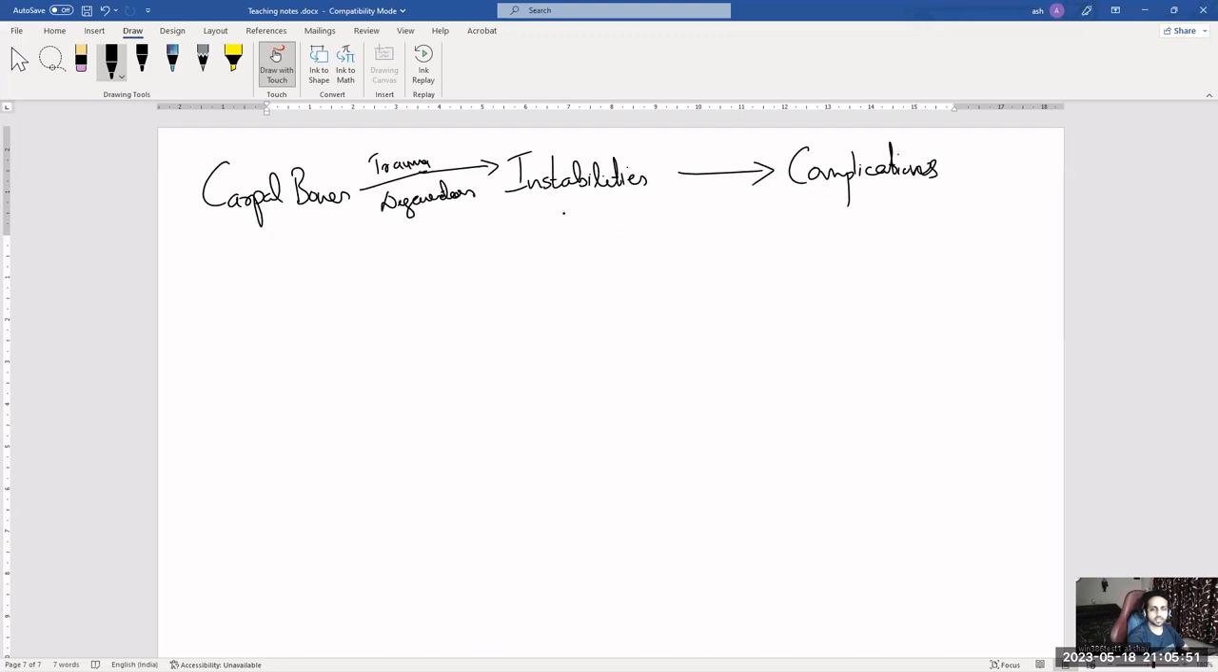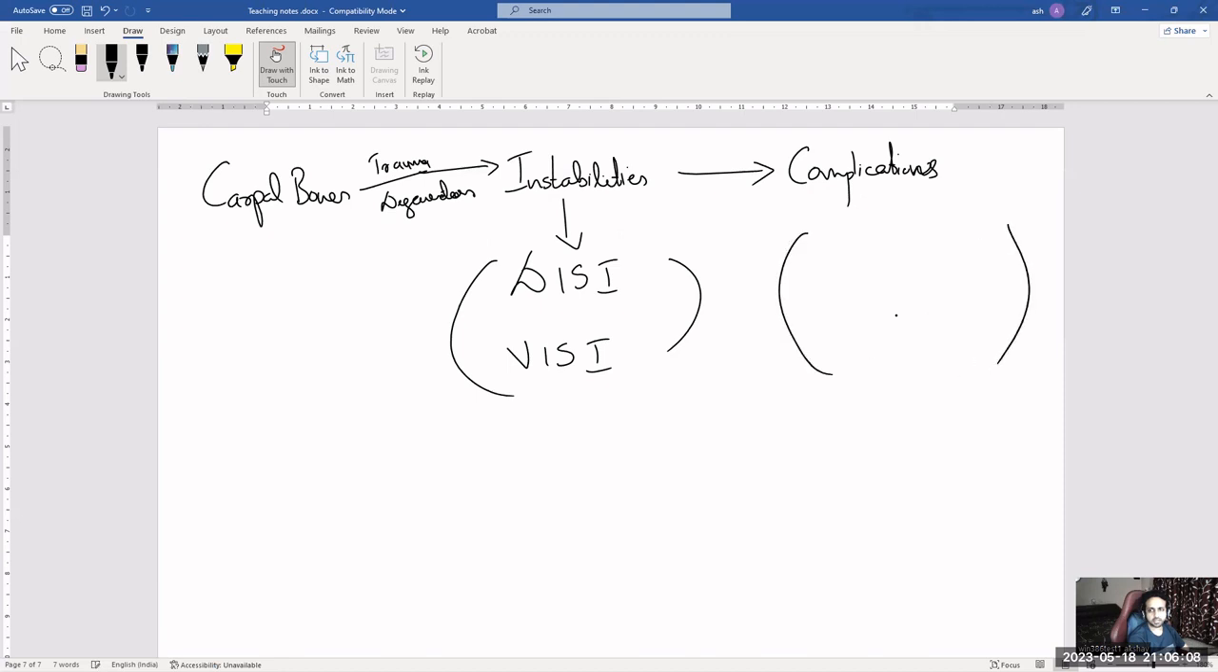Okay, so these instabilities, there are two very important instabilities. One is DISI, the other is VISI. And complication, because of these instabilities, it can be SNAC and SLAC. So this is a brief outline of how these instability and complication develops. Now we'll first see about DISI and VISI, what these things are.